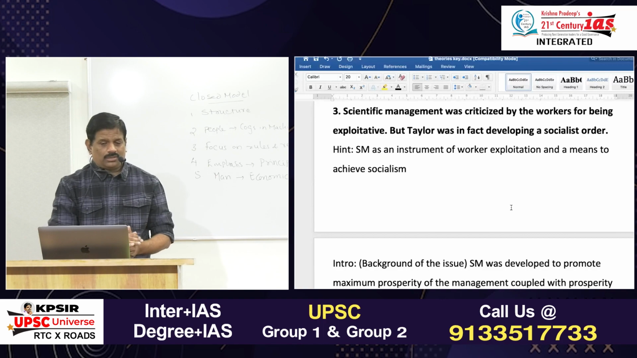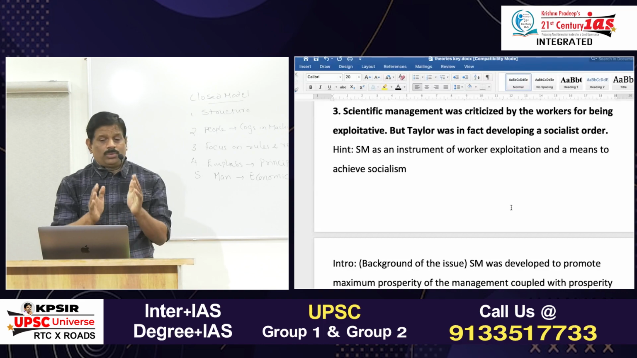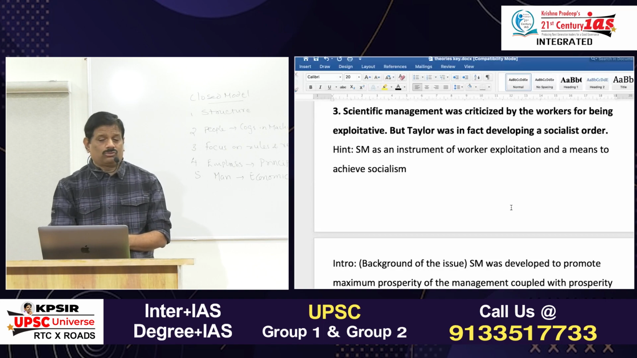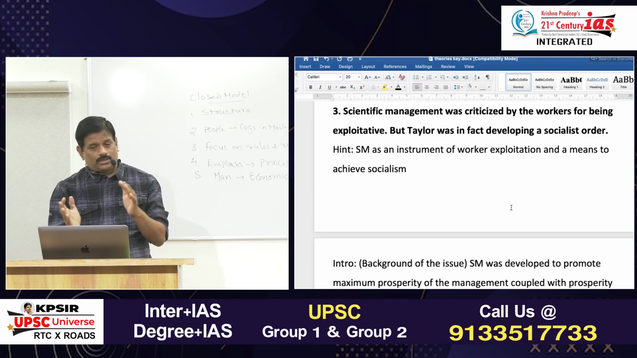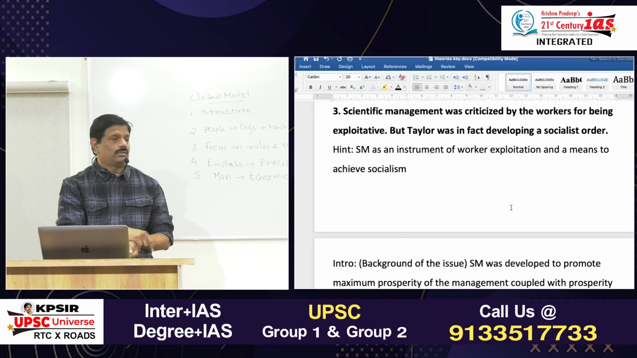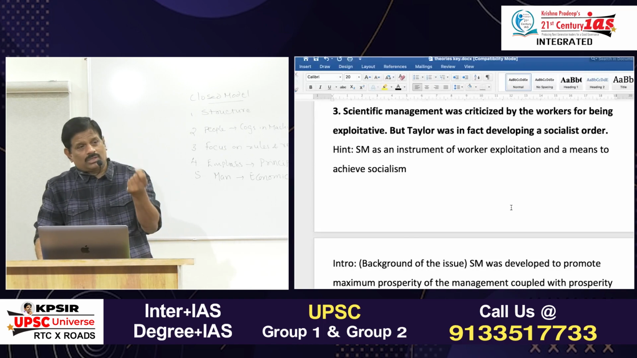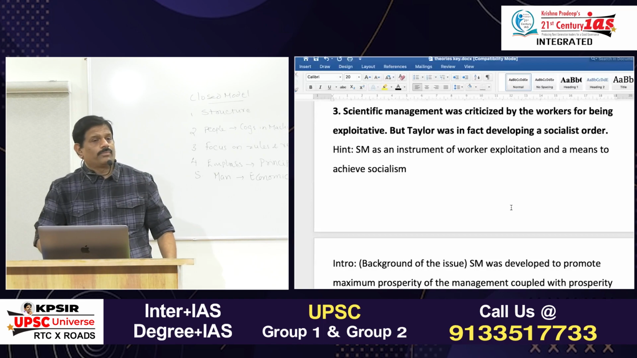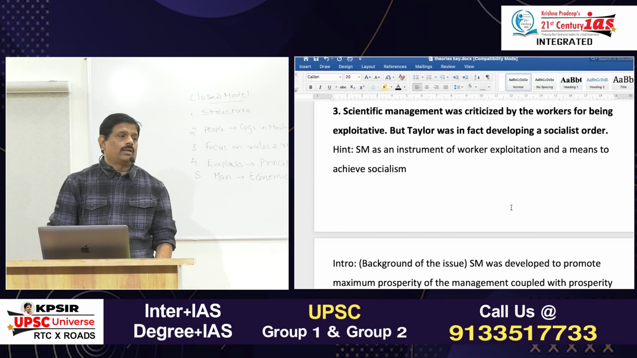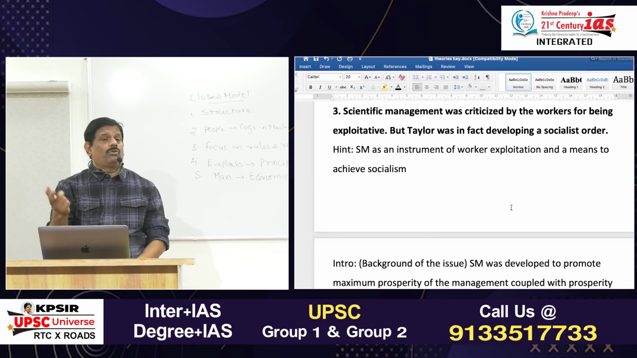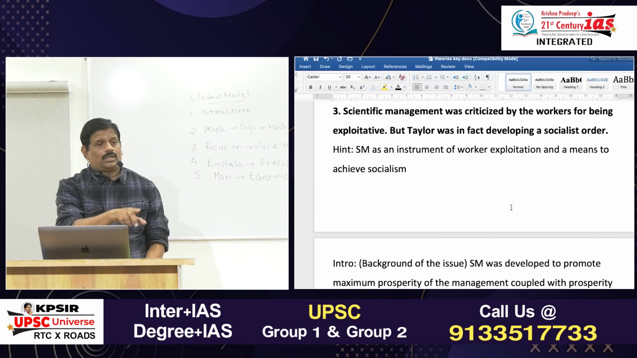And the third question, if you look at the third question, scientific management was criticized by the workers for being exploited. But Taylor was in fact developing a socialist order. So two contradictions here. Taylor was criticized by the workers for being exploitative. Exploitation of the workers is a feature of capitalist organization. But the counter argument is also there in the statement, saying that but Taylor was in fact developing a socialist order, creating a socialist ideology in it. Therefore it was adopted by the communist country like Russia also.